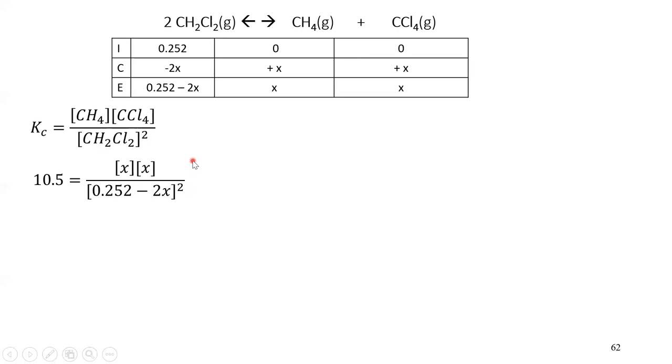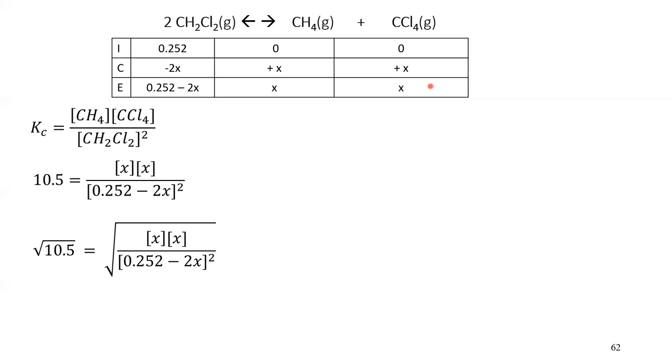Now, the math becomes the same as the math we did before. We've got X squared over 0.252 minus 2x squared. Follow what we did in the last question. Take the square root of both sides. Isolate x. Solve for x. And then once you solve for x, plug them back in here and calculate your equilibrium values. And whenever the numerator and the denominator are squared, this is the way we want to solve the problem. Take the square root of both sides.